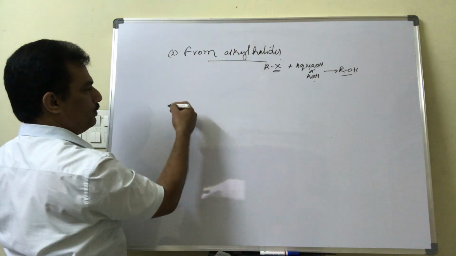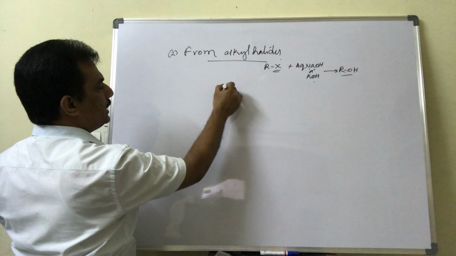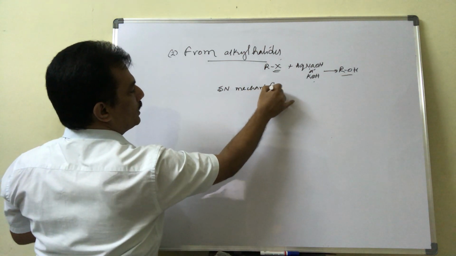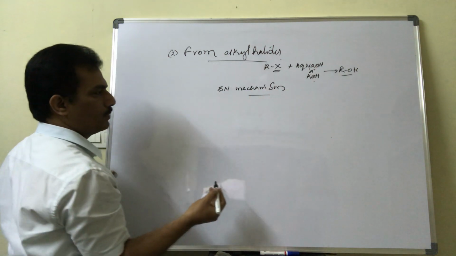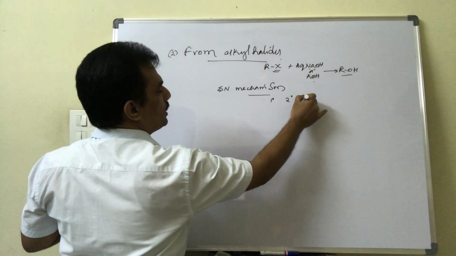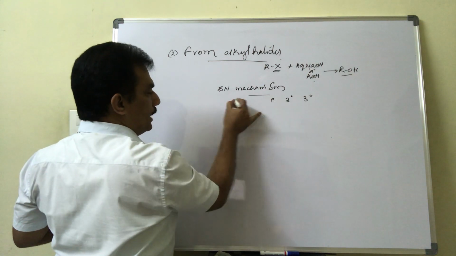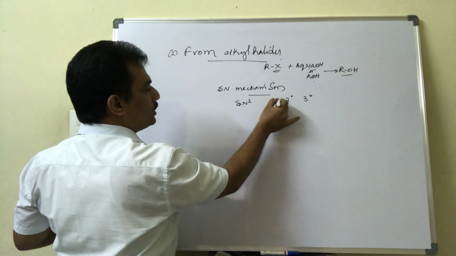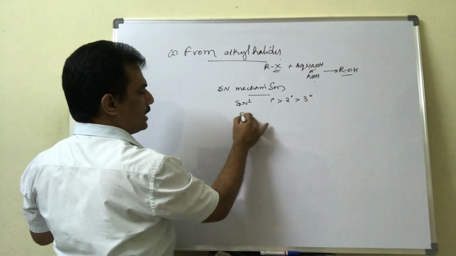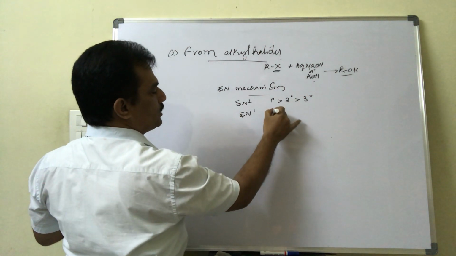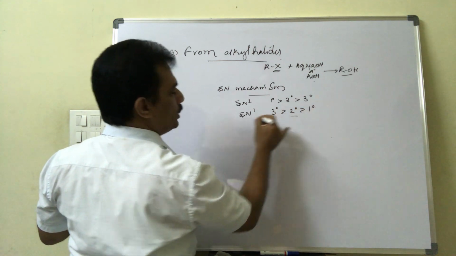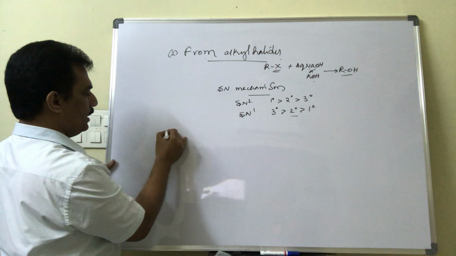We have different types of mechanism here, basically the SN mechanism. SN means nucleophilic substitution reaction. For primary, secondary and tertiary halides, the SN2 mechanism follows the order primary greater than secondary greater than tertiary, whereas the SN1 mechanism follows tertiary greater than secondary greater than primary. Let me give one example.